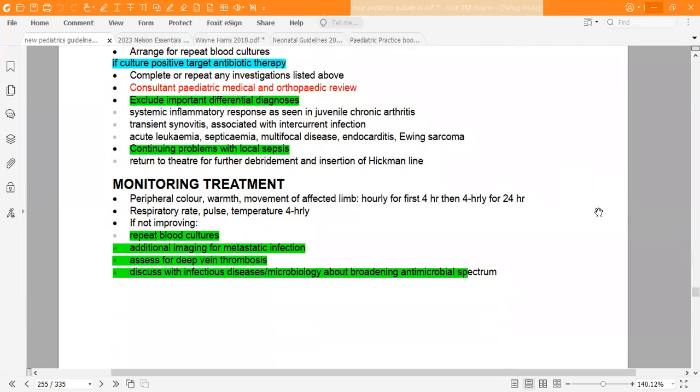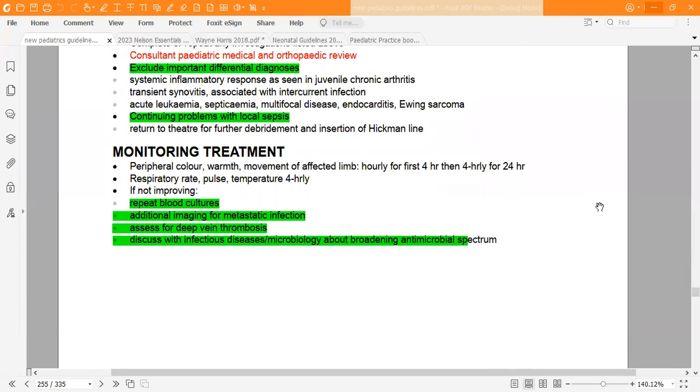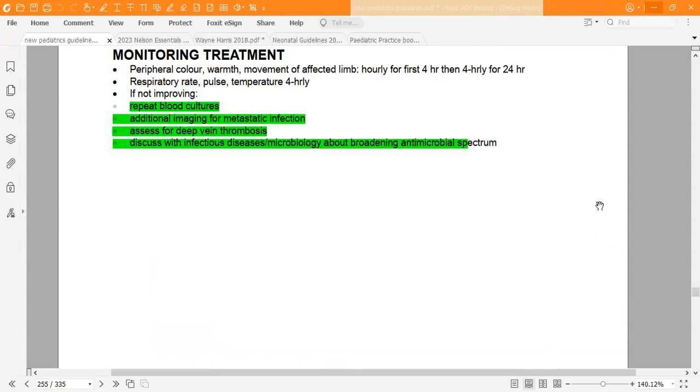Monitoring treatment. So how can I monitor the treatment? I have to check the peripheral color, warmth, movement of affected limb hourly for first 4 hours, then 4 hourly for the 24 hours. Respiratory rate, pulse, temperature 4 hourly. If not improving, repeat blood cultures all over again. Additional imaging for metastatic infection, assess for deep vein thrombosis, as he is not moving his limb for a while. Discuss with infectious disease or microbiology about broadening antibacterial spectrum.